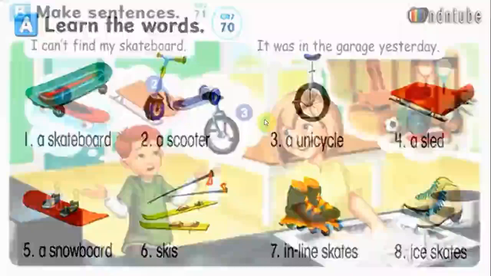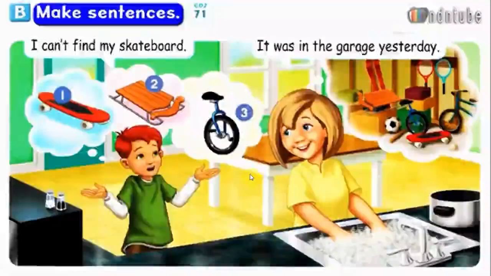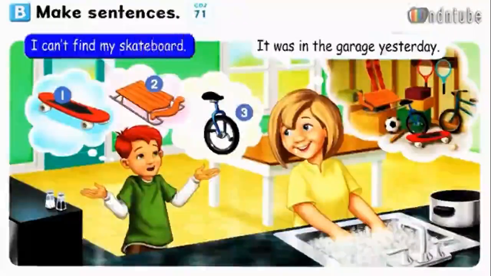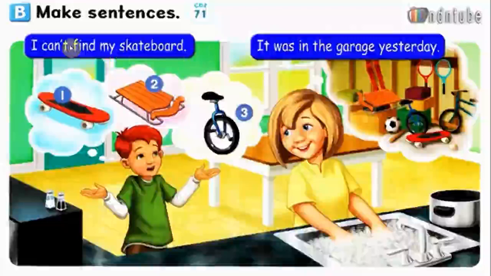Page 68. B. Make sentences. I can't find my skateboard. It was in the garage yesterday. هنا راح نشوف مثلا يقول نمبر 1 هذا skateboard. I can't find my skateboard. يعني مدى ألقى هذه skateboard اللي هو لوحة التزحلق. It was, إذا جب صيغة الماضي, in the garage yesterday, كان في الجراج yesterday. Okay, خلينا نسمع.